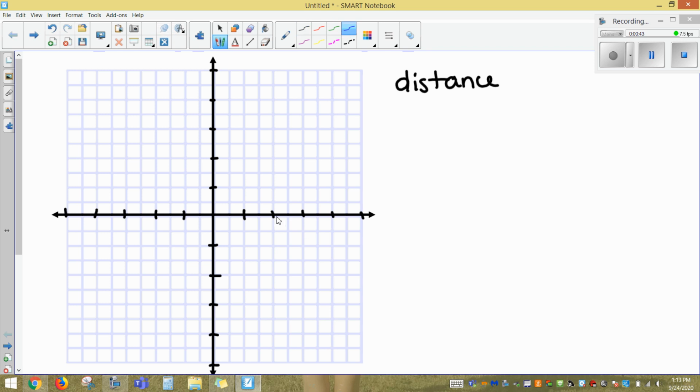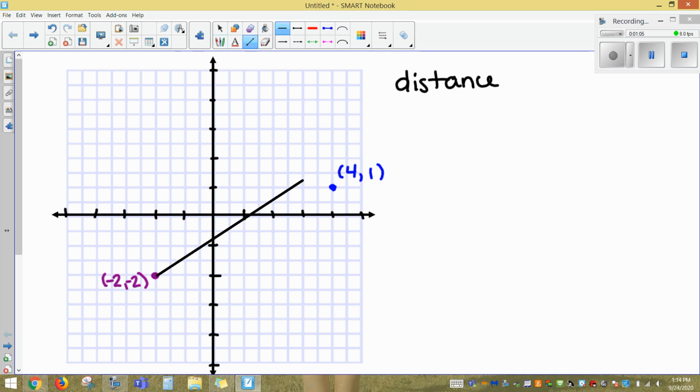But maybe I'm standing here at the point 4, 1, and you are standing down here at the point -2, -2. And we want to know how far apart we're standing. We want to know that straight line distance if we got out the measuring tape to measure from here to there.